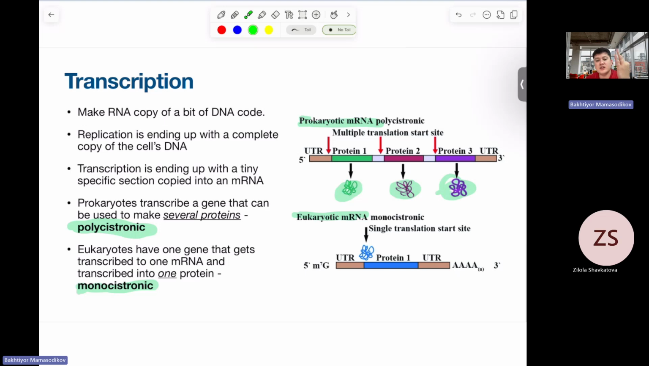Imagine one note with three recipes: cake, pie, and cookies. So in one note, you have three recipes. But in monocistronic messenger RNA, which is in eukaryotic cells, for example human cells, one messenger RNA contains only one recipe. It's going to synthesize one protein. You write only one note for one dish.